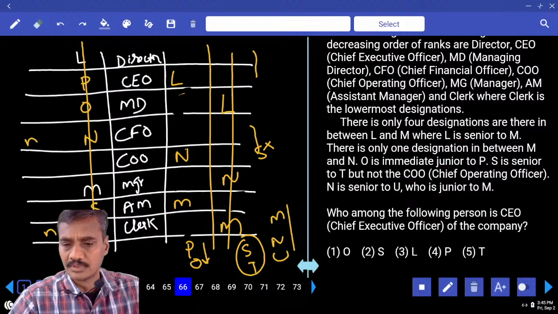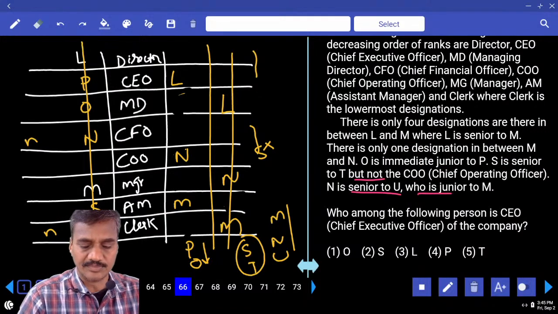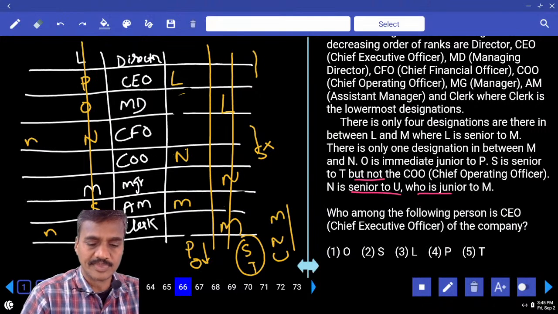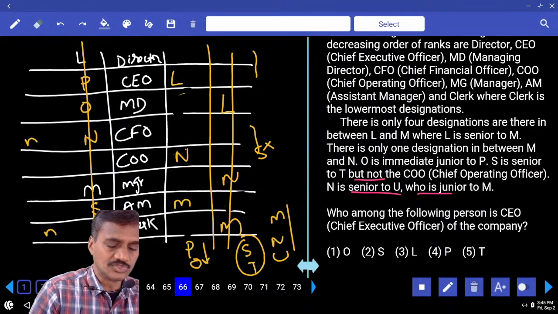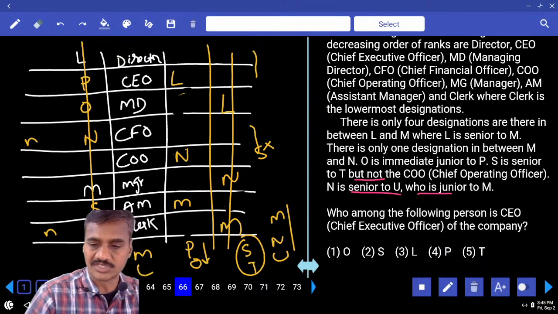Now N is senior to U. U is junior to M. Now this U is junior to whom? U is junior to M. U is junior to M, and M and U must be like this or not?